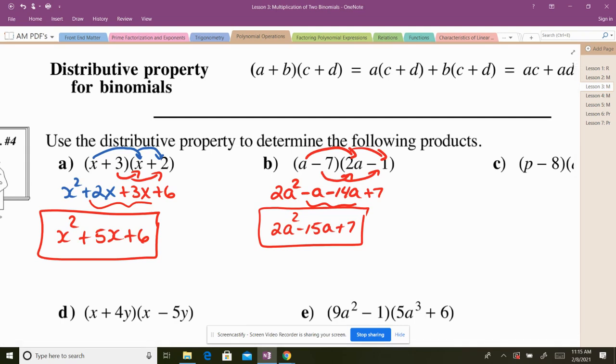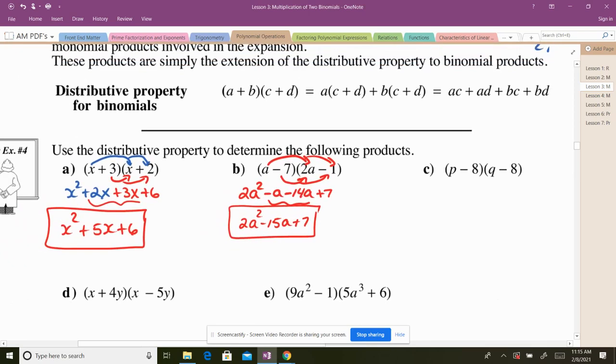Is that okay? No, it's negative 1 minus 14. So you're becoming more negative, right? Yeah, that's exactly what you do.